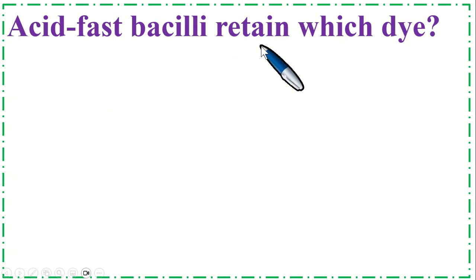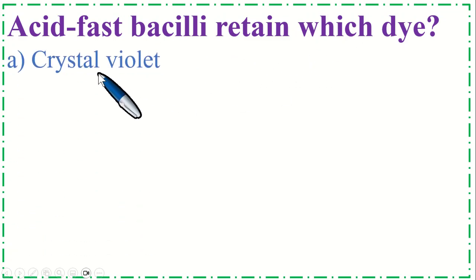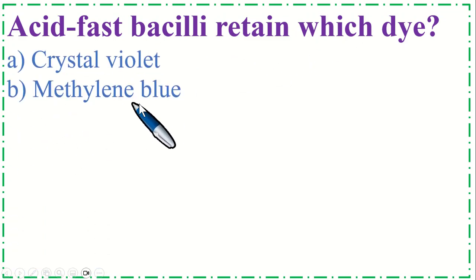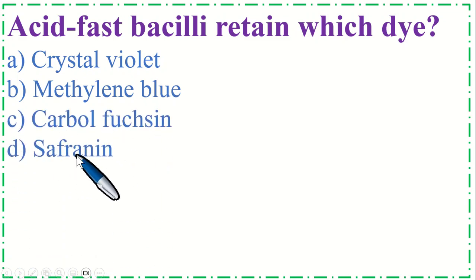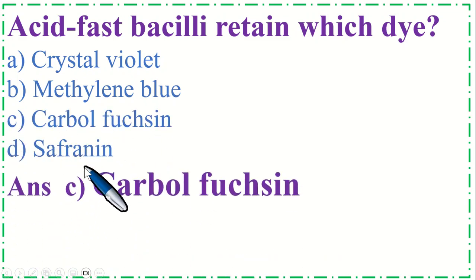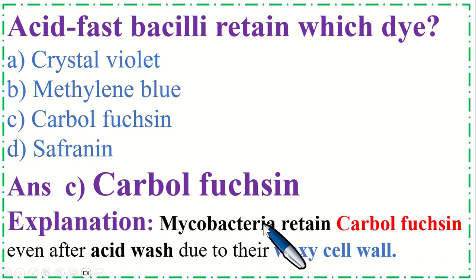Acid-fast bacilli retain which dye? Option A crystal violet, B methylene blue, C carbolfuchsin, and option D safranin. So the correct option is C, carbolfuchsin. Mycobacterium tuberculosis retains carbolfuchsin stain even after acid wash due to its waxy cell wall.